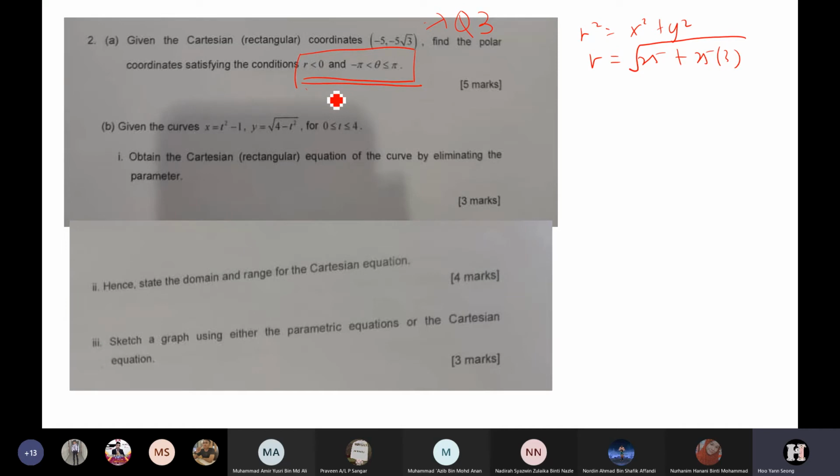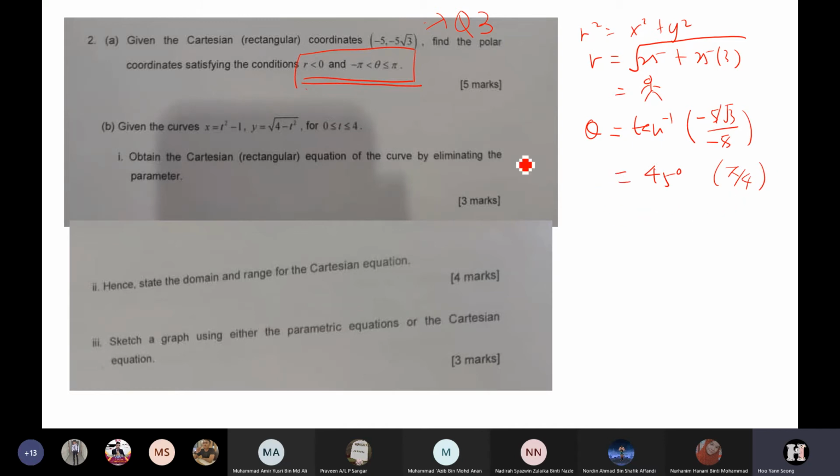Okay, we will change that later, as long as we find our R equals to this one first. Okay, so jawapannya yang ni. And then our theta will become tangent inverse of -5 over 5, so cancel. Actually, this one is equals to 45. Or you can say pi over 4, doesn't matter.